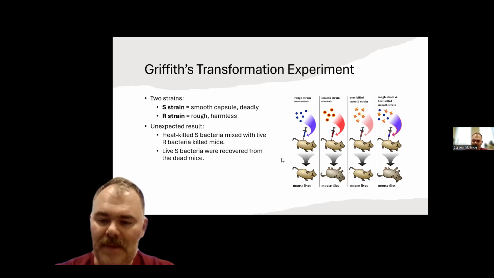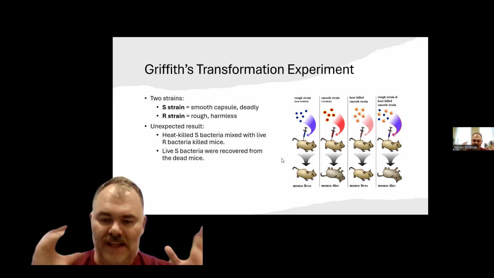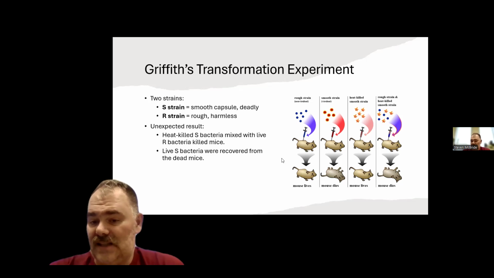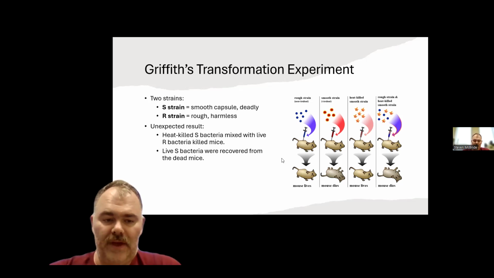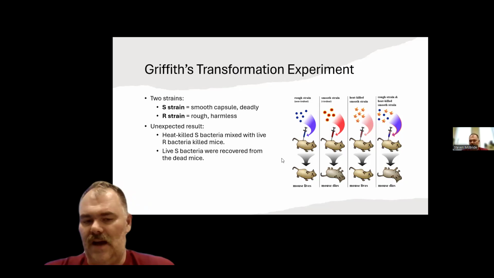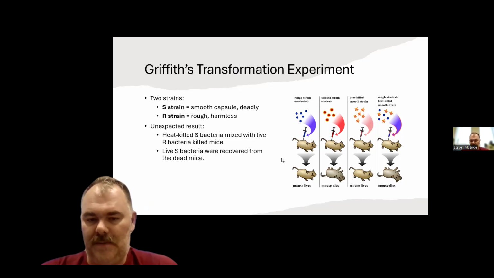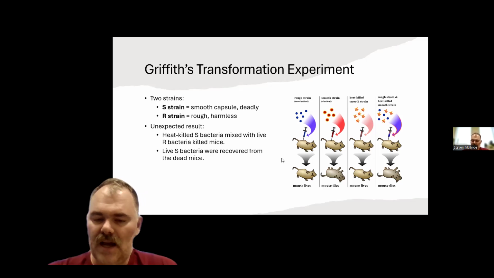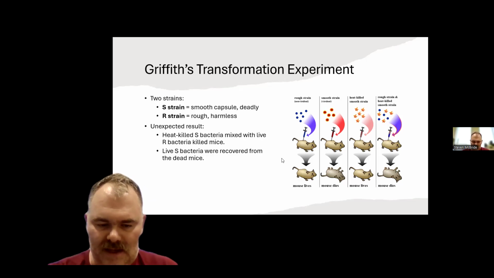So we know that something from the dead S cells transformed those harmless R cells into deadly S cells, right? So this process became known as transformation. But again, at this point, we don't know what that molecule is. We just know that the dead S cells can give something to the living R cells to make the living R cells become deadly, right? So that's kind of a weird thing, especially to Griffith back when this experiment took place.